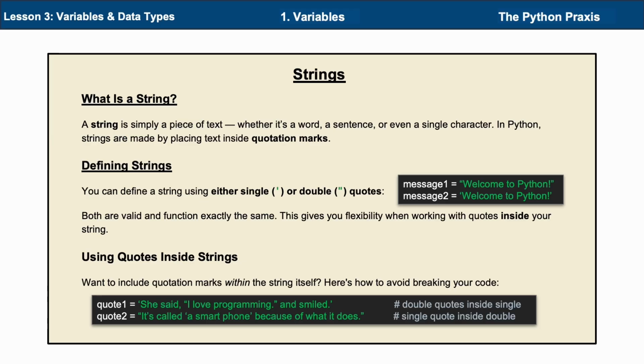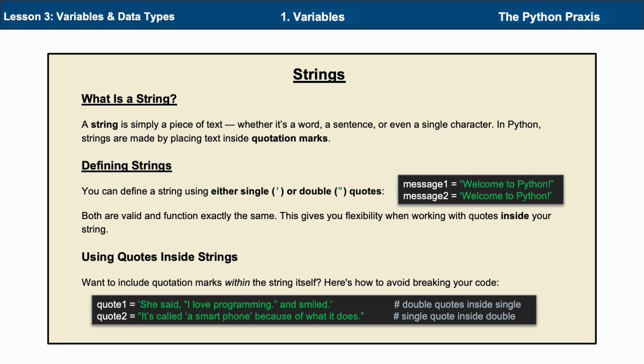First up today, we're talking about strings. But wait, what exactly is a string? Think of it as any text you might read or write, a word, a sentence, even a single character. Python is friendly with text. It lets you define strings easily by enclosing them inside quotes. You can use either single quotes or double quotes to define strings. Yes, Python is flexible. Both methods work exactly the same, so pick whichever you prefer.